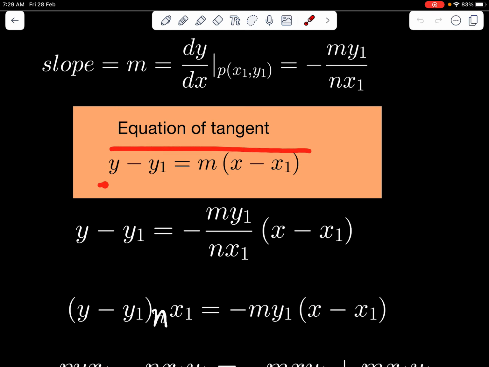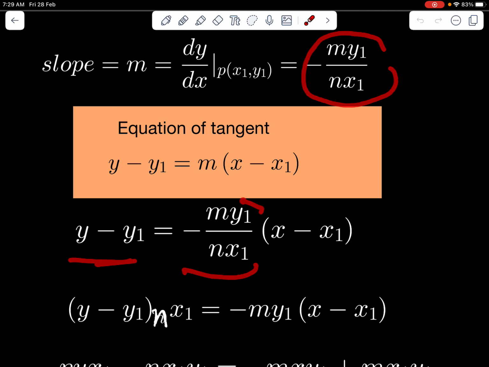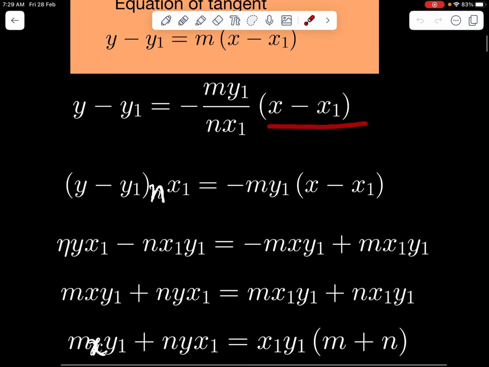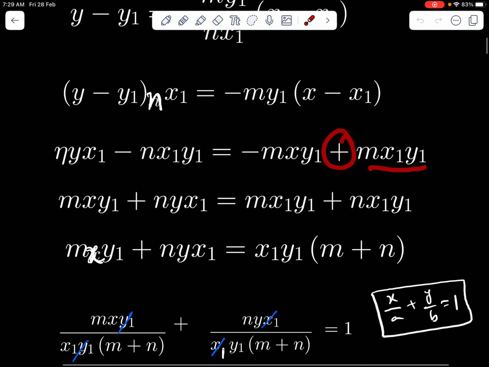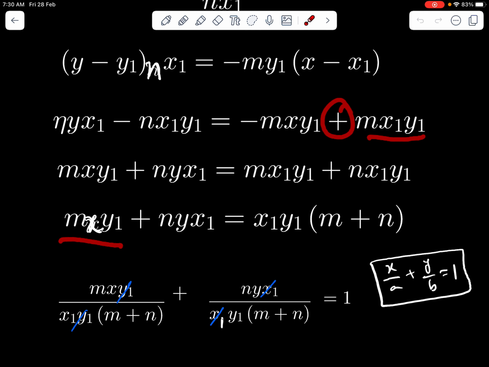Equation of the tangent: y - y1 = m(x - x1), where m is the slope. Therefore, y - y1 = -(m y1/(n x1))(x - x1). Cross multiply: n x1 y - n x1 y1 = -m y1 x + m x1 y1. Then m y1 x + n x1 y = x1 y1 (m + n), taking x1 y1 as common.